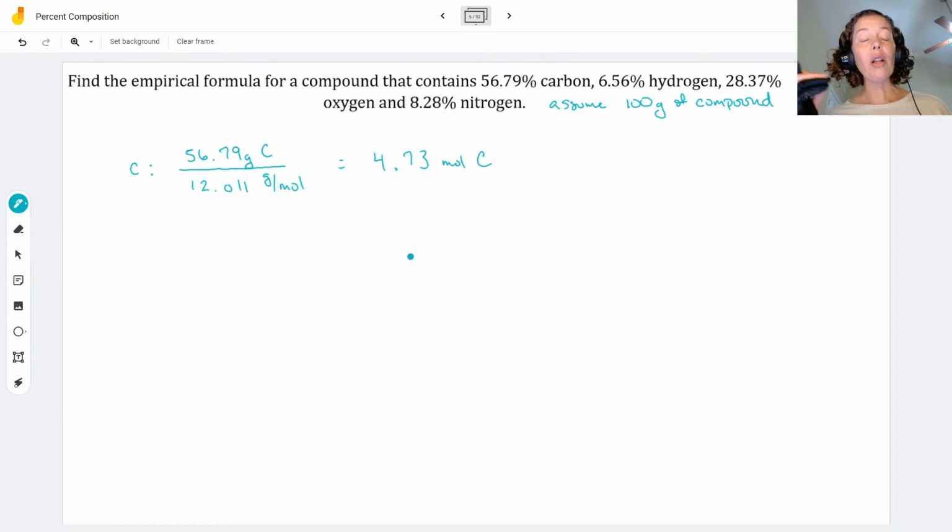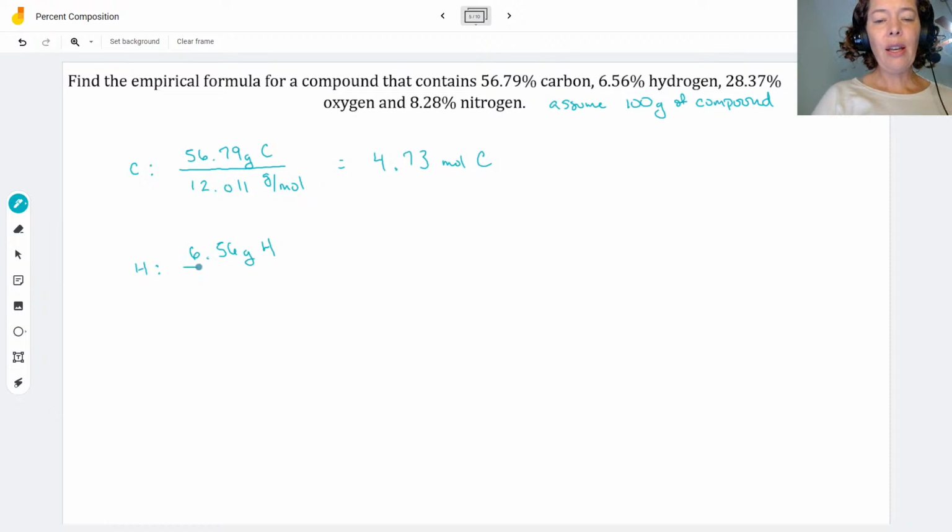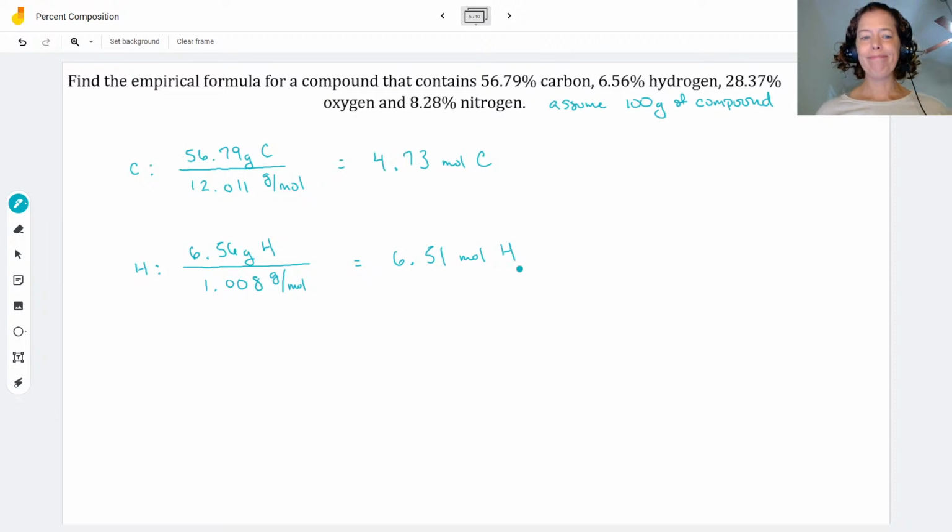Now don't worry, we will come back to this, but we need to go ahead and figure out our moles of all of our other elements in this case. So we did carbon, let's go ahead and do hydrogen next. Again, we've assumed we've got 100 grams of compound, which means we have 6.56 grams of hydrogen. I'm going to divide by the molar mass of hydrogen, which is 1.008 grams per mole. And that is going to give me 6.51 moles of hydrogen.